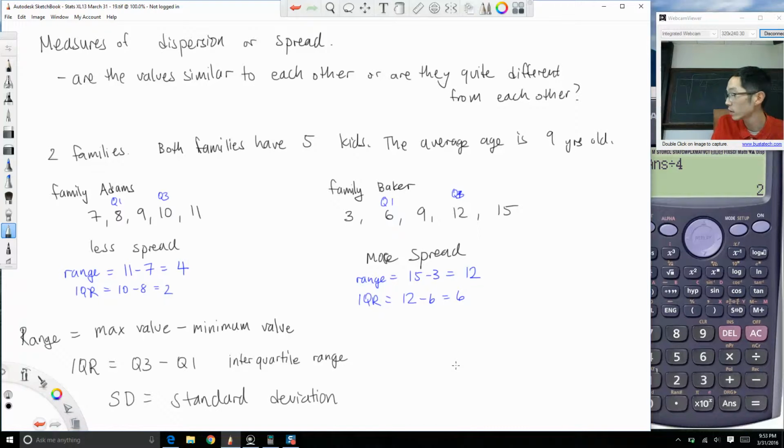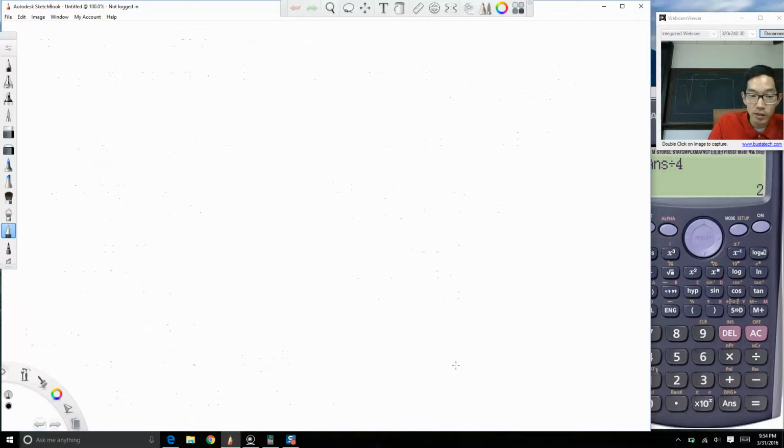Okay, standard deviation, and that I will put on another page. These are just different ways to assign a numeric value to this concept of spread. Are the numbers quite similar to each other, or are they quite different from each other? The standard deviation, it might be easiest to think of it as the square root of the variation, or I'm sorry, the variance.